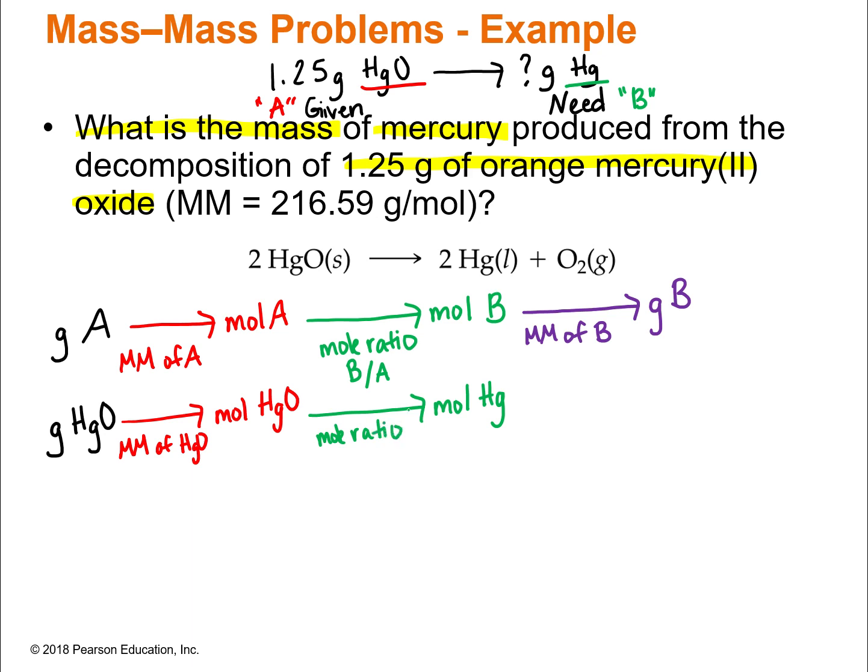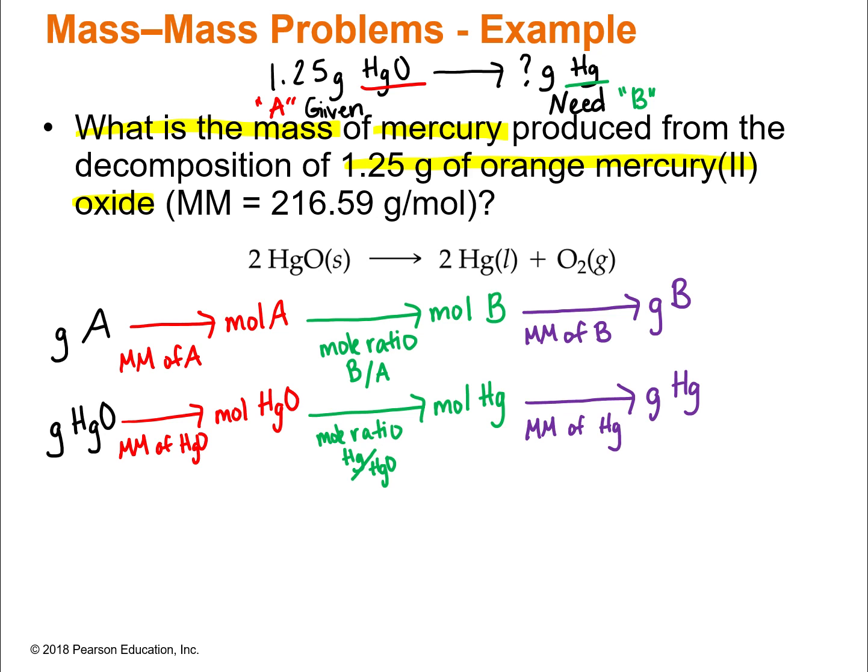Our mole ratio is going to be the number of moles of B over the number of moles of A. So that means when we're writing our mole ratio, it needs to be the mercury over the mercury 2 oxide. And finally, we need to convert the moles to grams. You need the molar mass of mercury to do that.